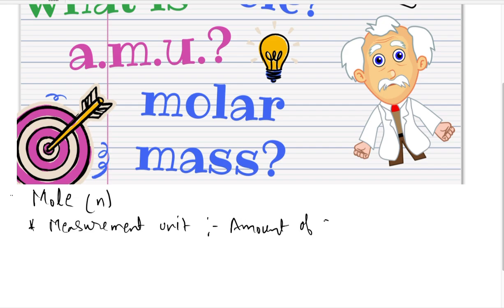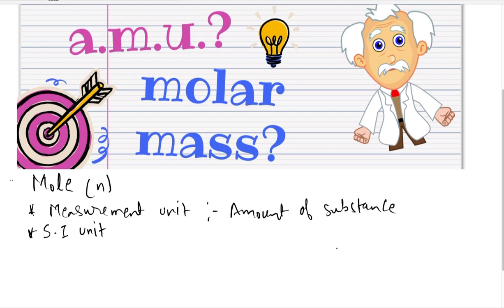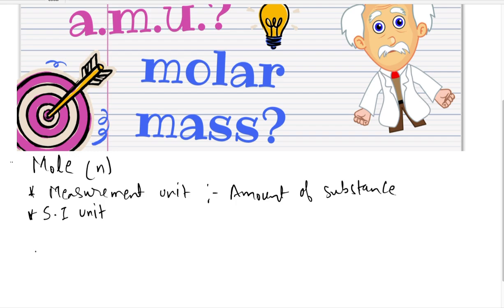Amount of substance. And remember, it is the SI unit, because in chemistry or in physics also, in all the numericals, we do everything in terms of SI units. So it is the SI unit of amount of substance. But what is it actually? Okay, so you can compare it with, for example, a dozen or maybe a pair.